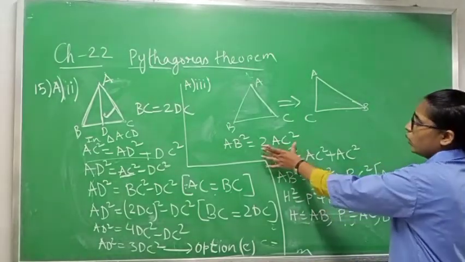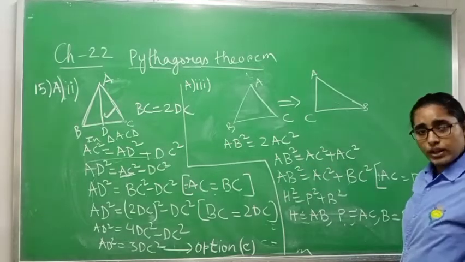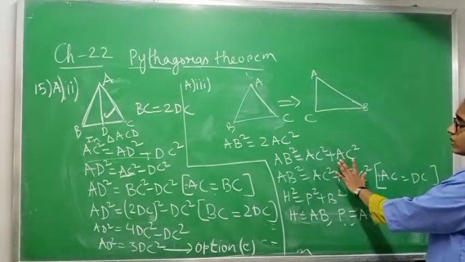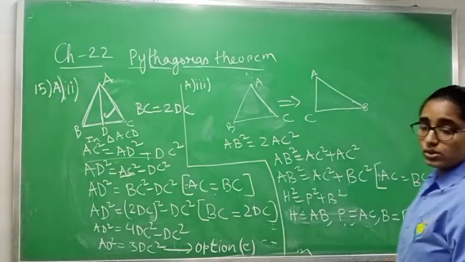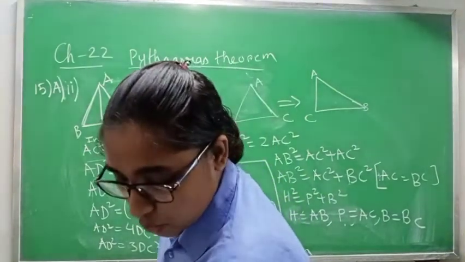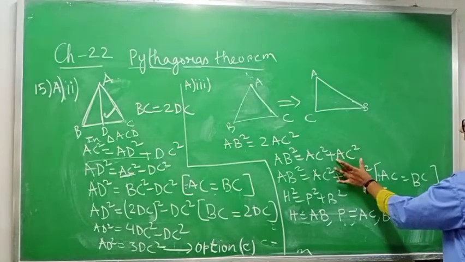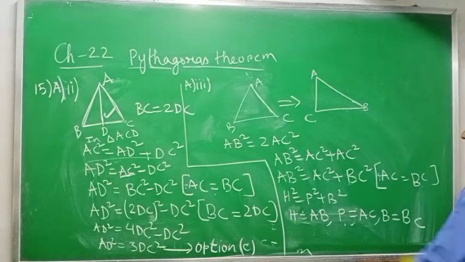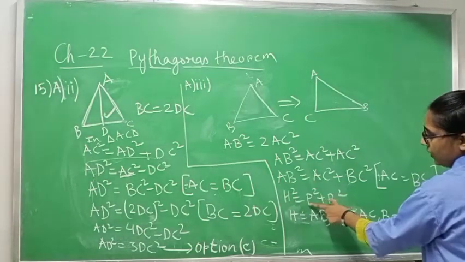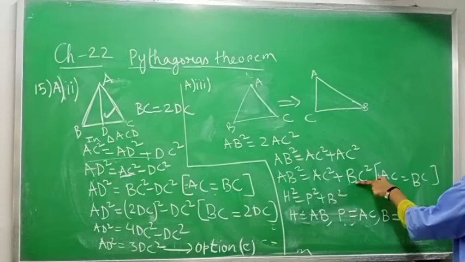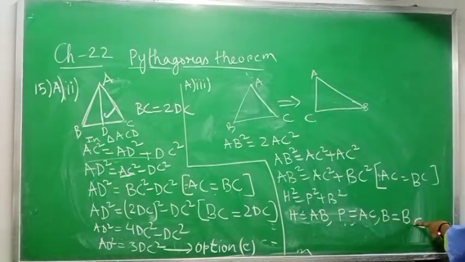Now if you want to break this 2AC square, you can write AC square plus AC square. Now in place of one AC square, I am writing BC square, because it is written in the question that AC equals BC. Now you can compare this with the Pythagoras theorem. H equals AB, P equals AC and B equals BC.